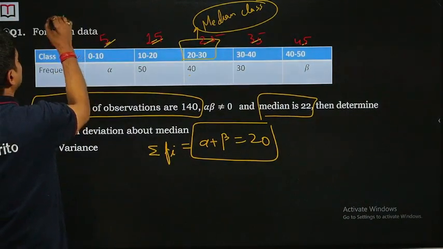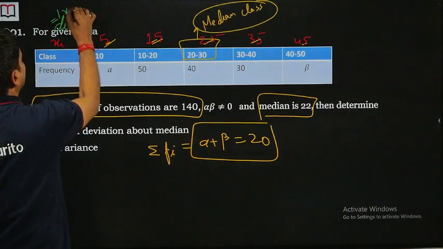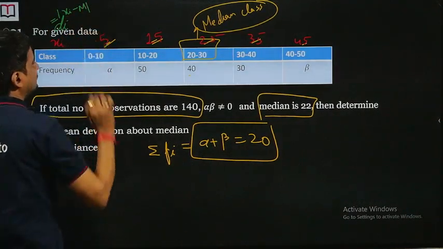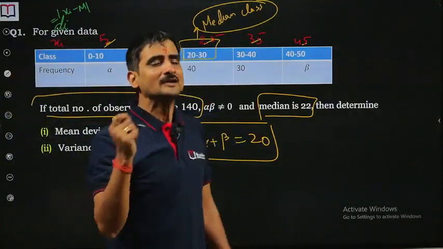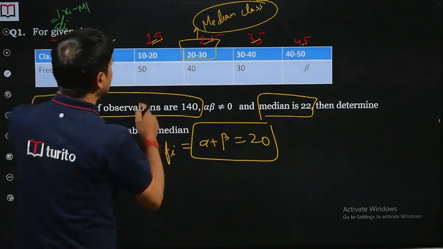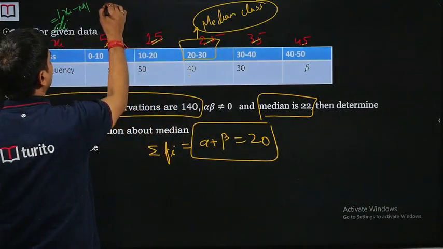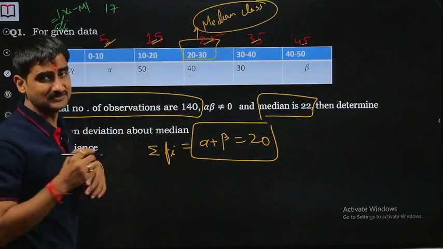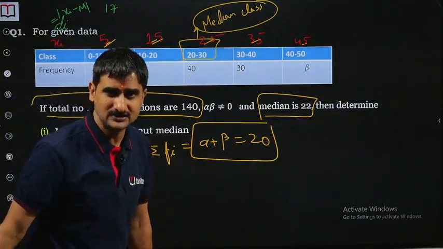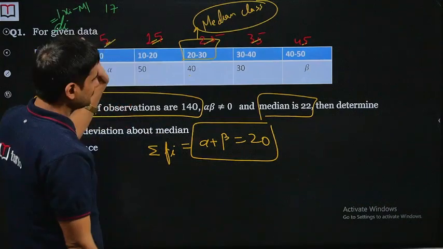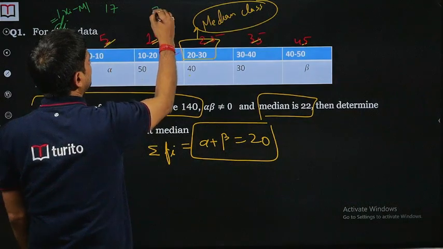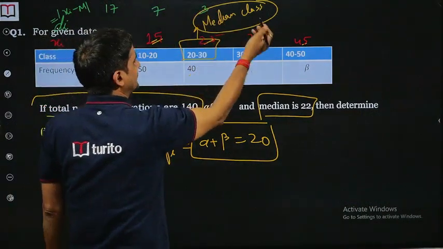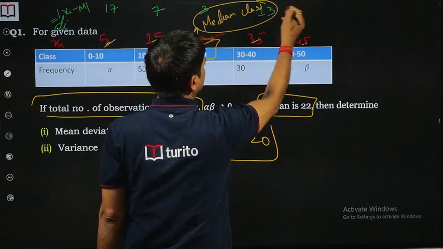Di is nothing but mod of xi minus median, because we need mean deviation about median. So what will that be? It will be 22 minus 5, which is 17. Since the deviation has to be positive in every case, that's why I said 22 minus 5. Then this is 7, then this is 3, then it has to be 13, and then it is 23.